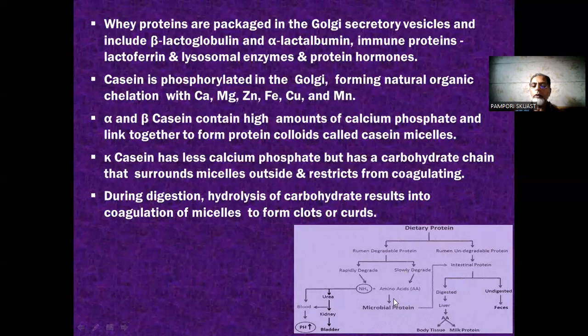That microbial protein will come as a source of protein in the animals, and it will come into the intestine, where it gets digested through enzymatic digestion. Once it is digested, it comes into the liver as amino acids and forms the body tissues or other milk proteins, whereas some is coming into the feces.